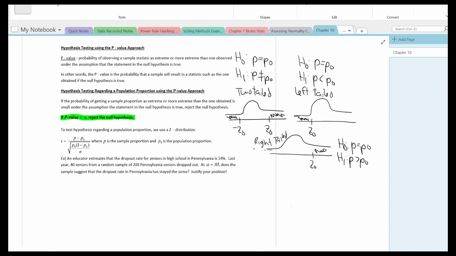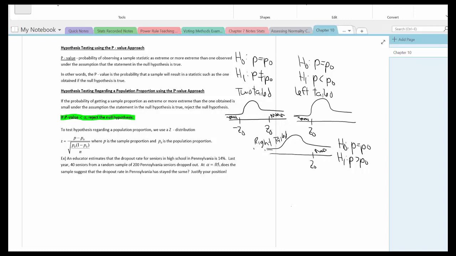Okay, hypothesis testing using the p-value approach. The p-value is the probability of observing a sample statistic as extreme or more extreme than the one observed under the assumption that the statement in the null hypothesis is true. In other words, the p-value is the probability that a sample will result in a statistic such as the one obtained if the null hypothesis is true.